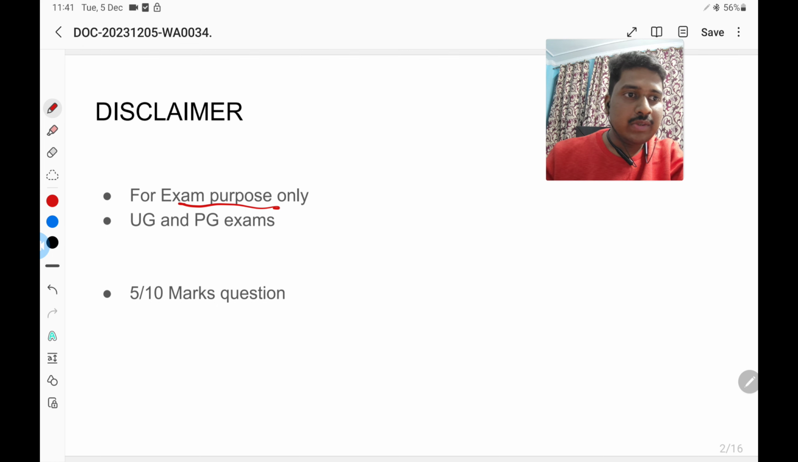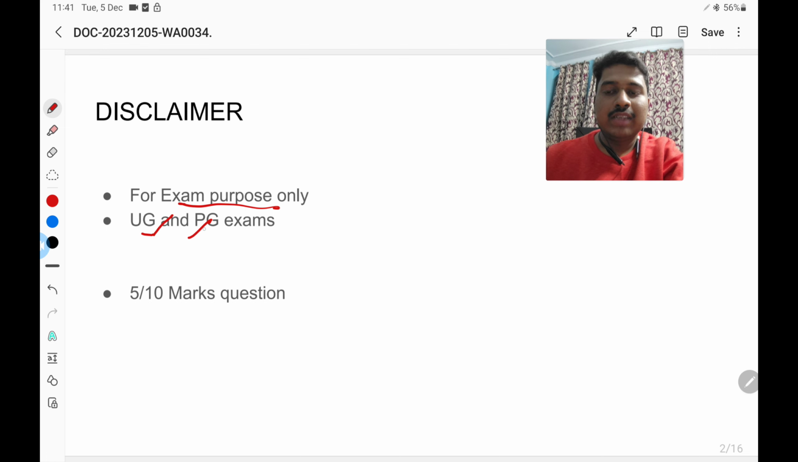I'm just teaching you how to attempt this question for exams, how to write it, how to gain extra marks, and how to present in a proper way. This is valid for UG as well as PG exams, because even for UG this ITP can be asked as a 5 mark question in medicine or in pediatrics, and for PGs it is a 10 mark or 15 mark question. So let's move on.